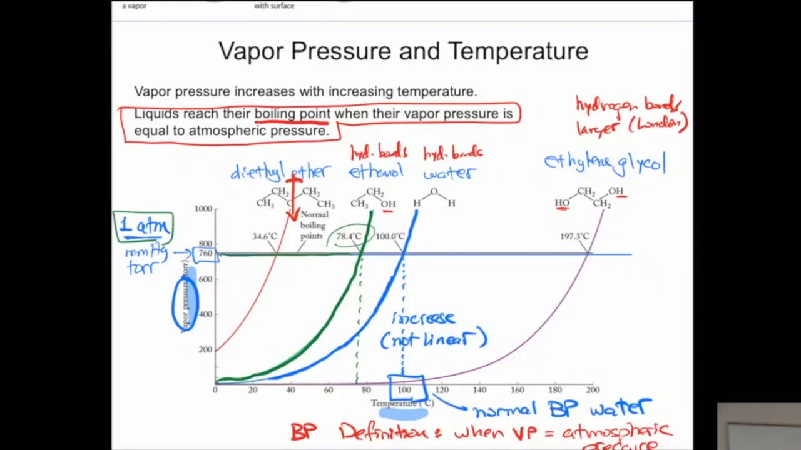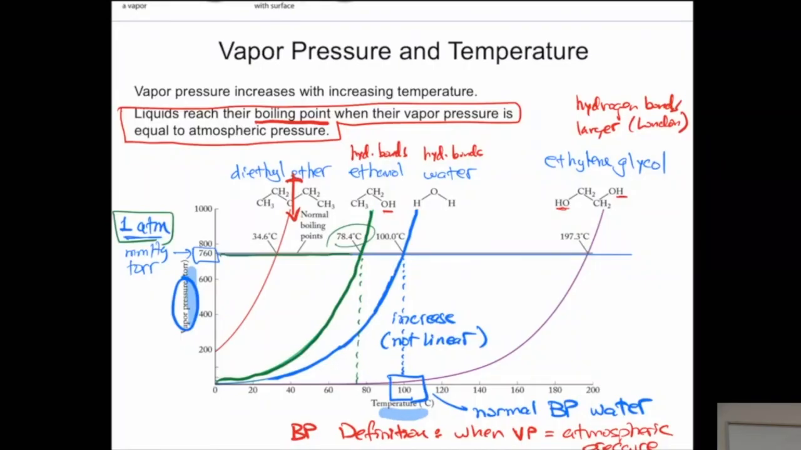For ethanol, the normal boiling point is lower than that for water because ethanol has a higher vapor pressure than water does. Ethanol doesn't have as strong intermolecular forces as water does, so it has a higher vapor pressure. It's easier for those ethanol molecules to escape into the gas phase. It's more volatile. Because of that, the temperature doesn't need to be as high for that vapor pressure to become equal to the atmospheric pressure above it.